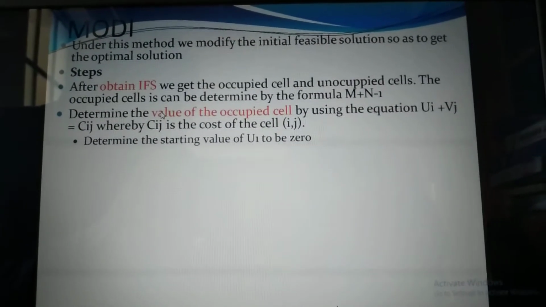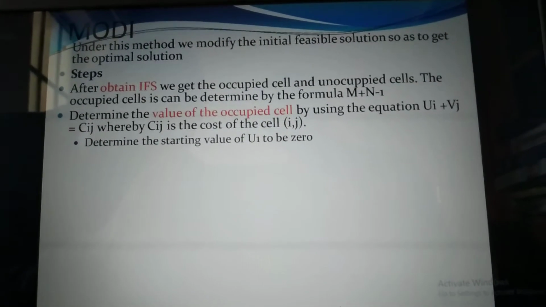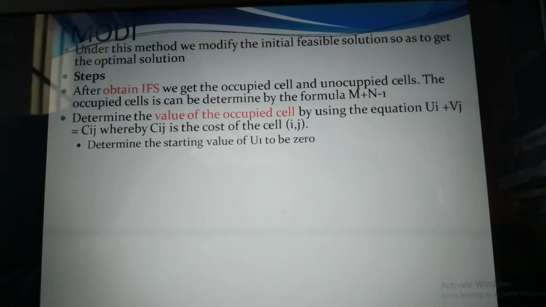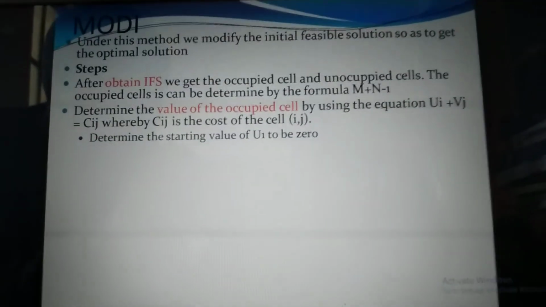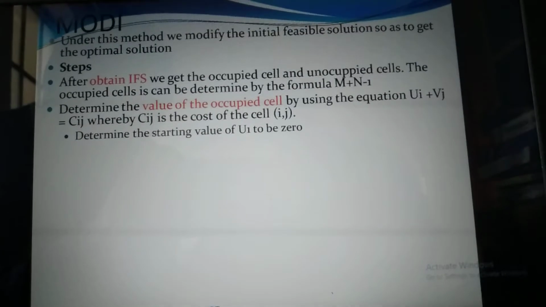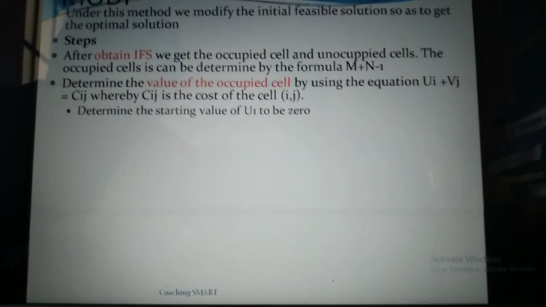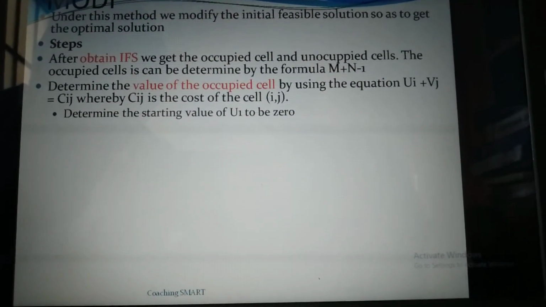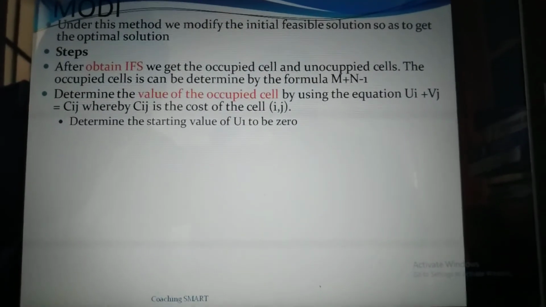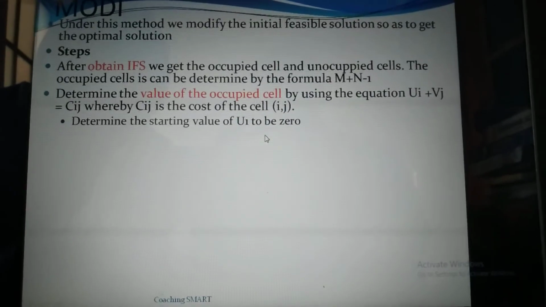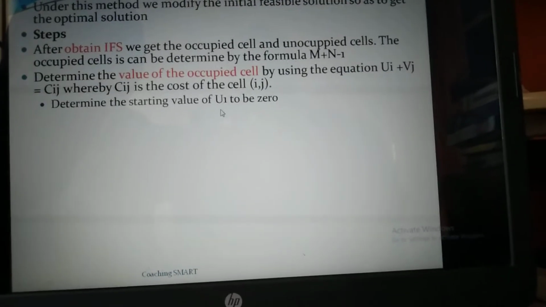Step 1: after obtaining the initial feasible solution, we get the occupied cells and unoccupied cells. The occupied cells can be determined by the formula m plus n minus 1. Determine the values of the occupied cells by using the equation ui plus vj equals cij, whereby cij is the cost of cell i, j. Determine the starting value of u1 to be 0. So always when you're determining these values, make u1 to be 0.